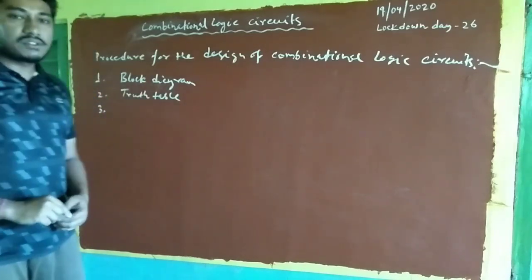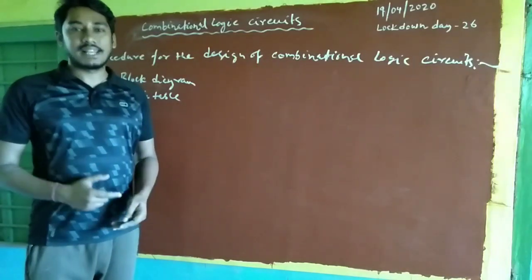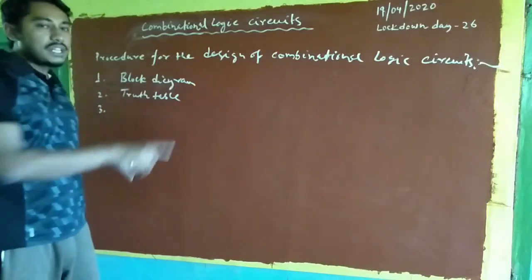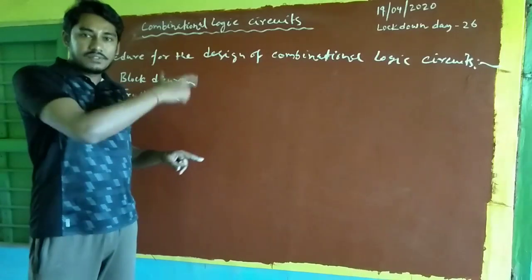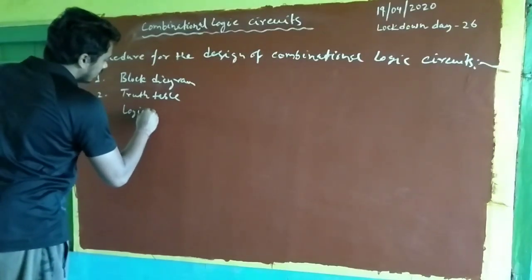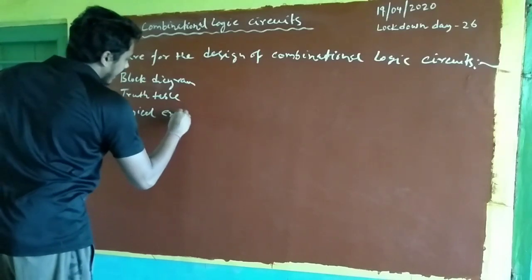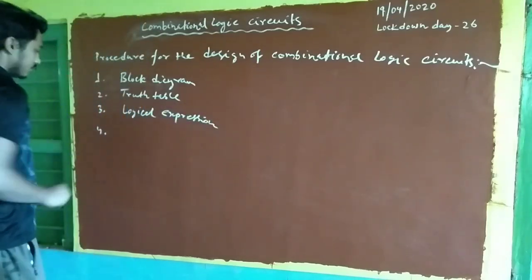Now third point or third step, we need to write the logical expression. After drawing the truth table of a particular problem, obviously from the output expression and input combinations we can write the logical expression for that. So logical expression.